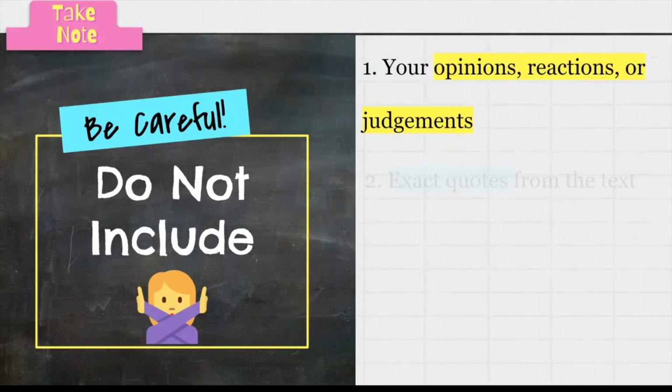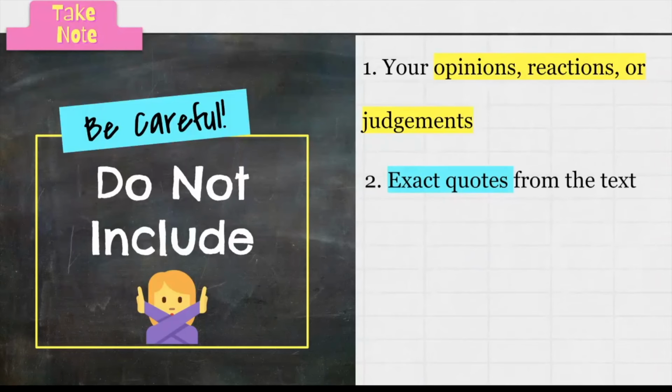Number 2, do not include exact quotes from the text. There are instances in language arts where I ask you to write actual text evidence, like quotes from the text, to support your thoughts and opinions. This is not one of them. For objective summaries, you put everything in your own words.